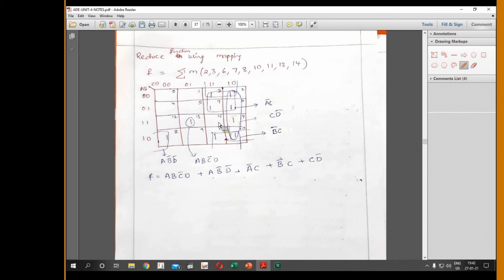But 15 is not given, we have missed one min term in the 15th cell, which is not given in your function. So we could not form an 8 square adjacency or an octet. Hence, we'll move to the next priority of big square adjacency, which is quad formation.